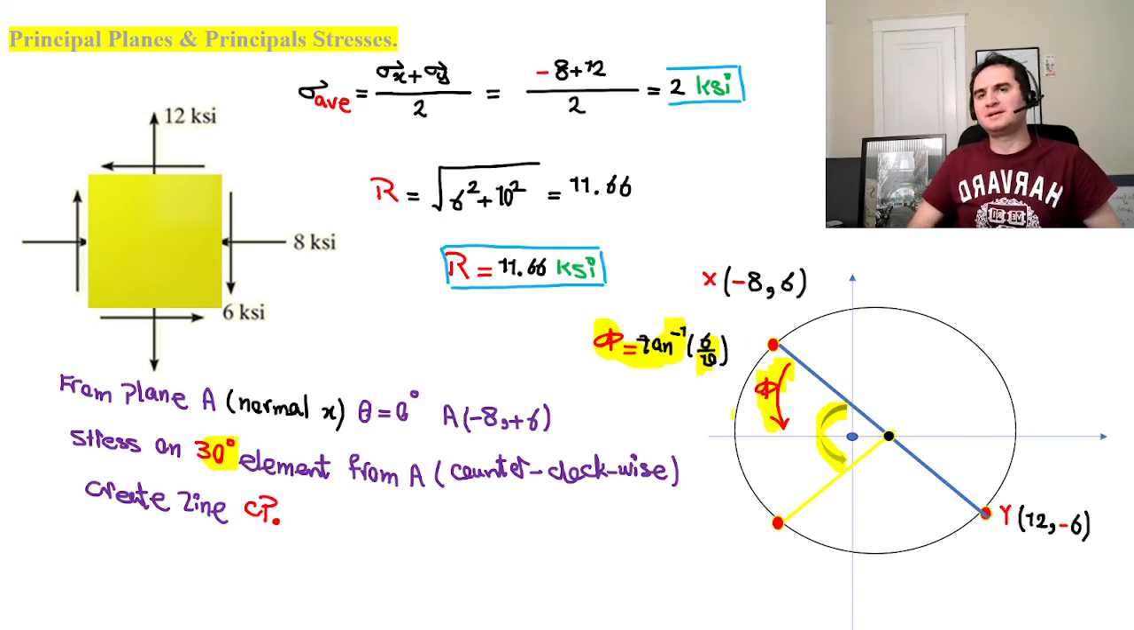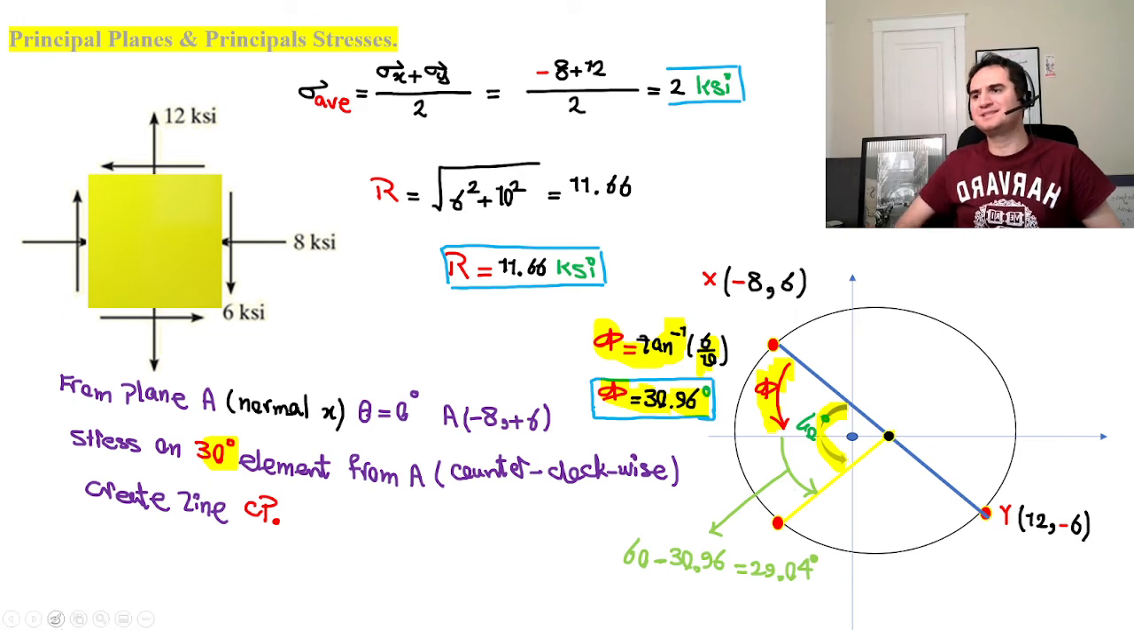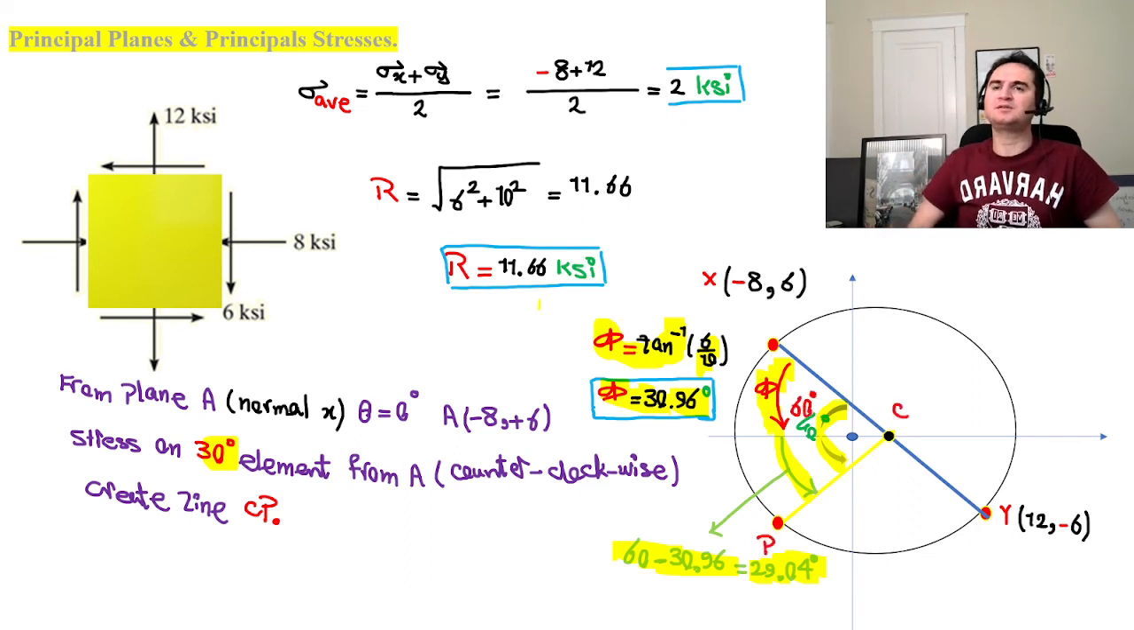And that gives you a phi equal to 30.96. And if you want to know the rest, if this is 60, the other one is just 60 minus that angle. So that's 60 degrees minus 30.96, which is phi, and that's 29.04, which is this angle. Why do we need that? The projection of R in x and y gives us the shear and normal stresses on the new plane. So let's see how that goes.